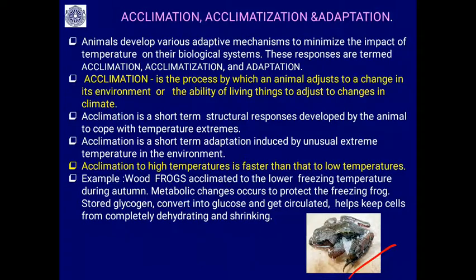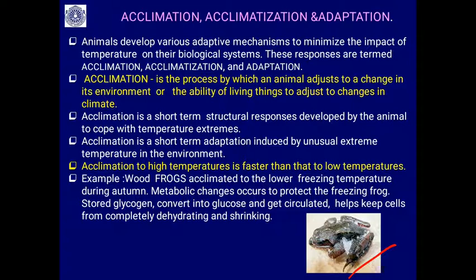So, what exactly is acclimation? Acclimation is the process by which an animal adjusts to a change in its environment, or the ability of living things to adjust to the changes in the climate. So, it is a short term adaptation, what you can see. If the animal is in 30 degrees and suddenly it is placed in 40 degrees, a small change will occur in the animal to adjust to 40 degrees centigrade. Similarly, if it is placed in 15 degrees centigrade, there is an adjustment you will see.